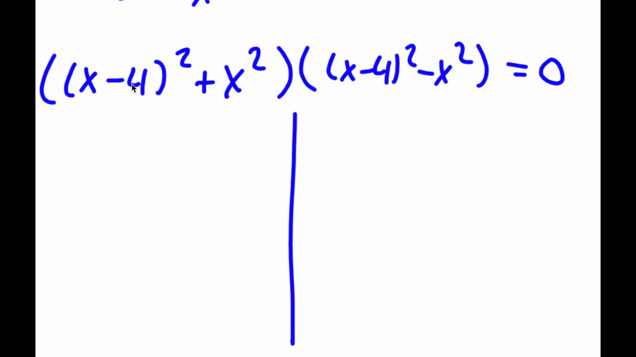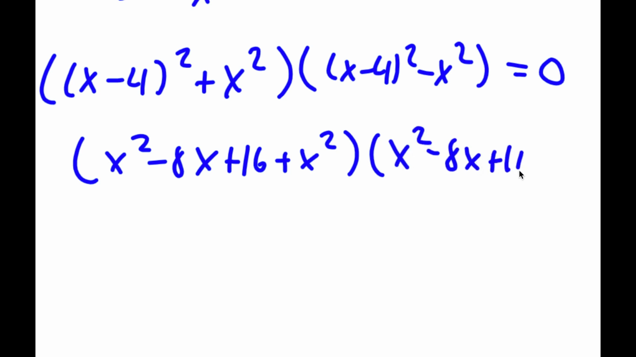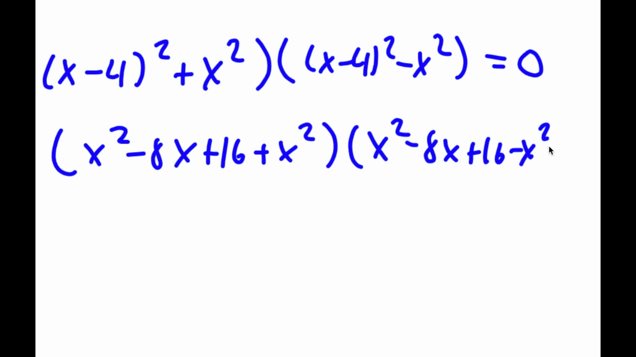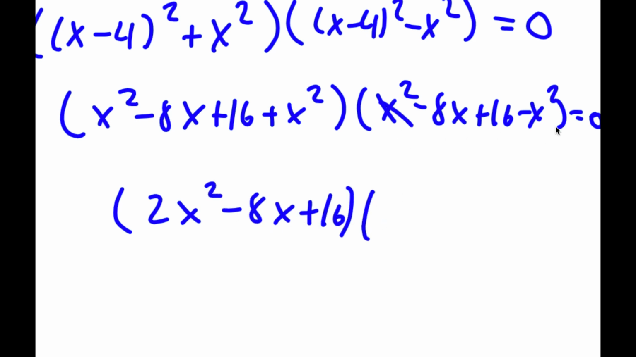So now if I simplify this, I get x squared minus 8x plus 16 plus x squared, times x squared minus 8x plus 16 minus x squared, is equal to 0. So in my left factor, x squared and x squared, those two add up. So I get 2x squared minus 8x plus 16 times, for my right factor, these two cancel out. So I get negative 8x plus 16 is equal to 0.